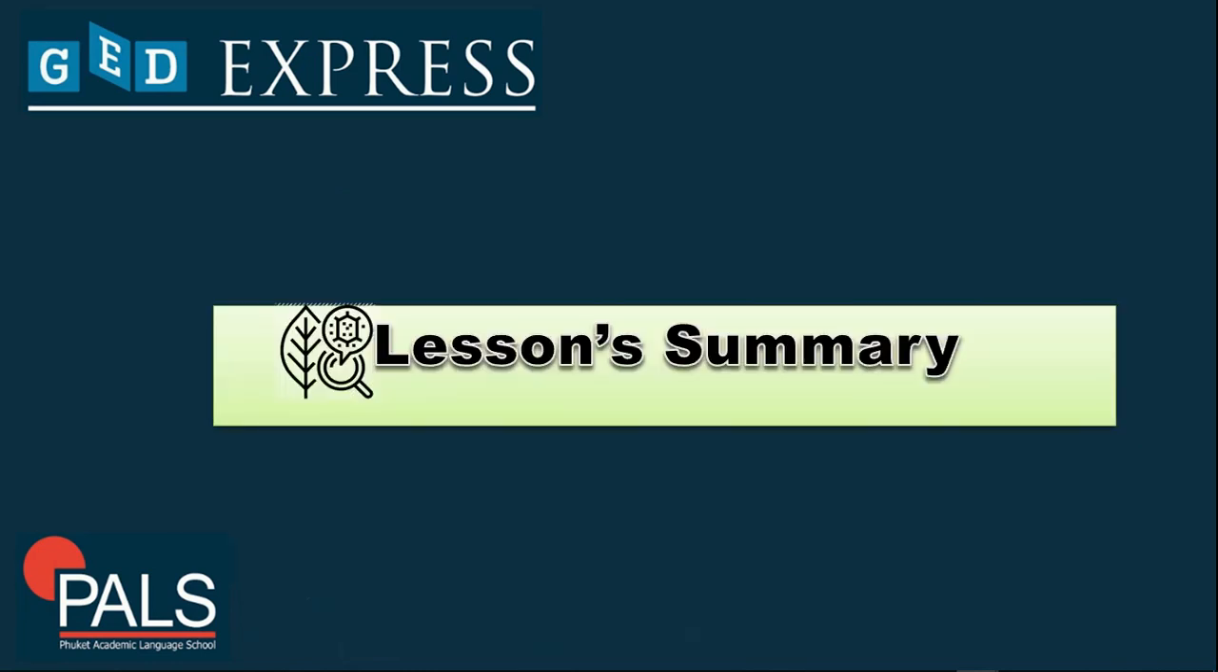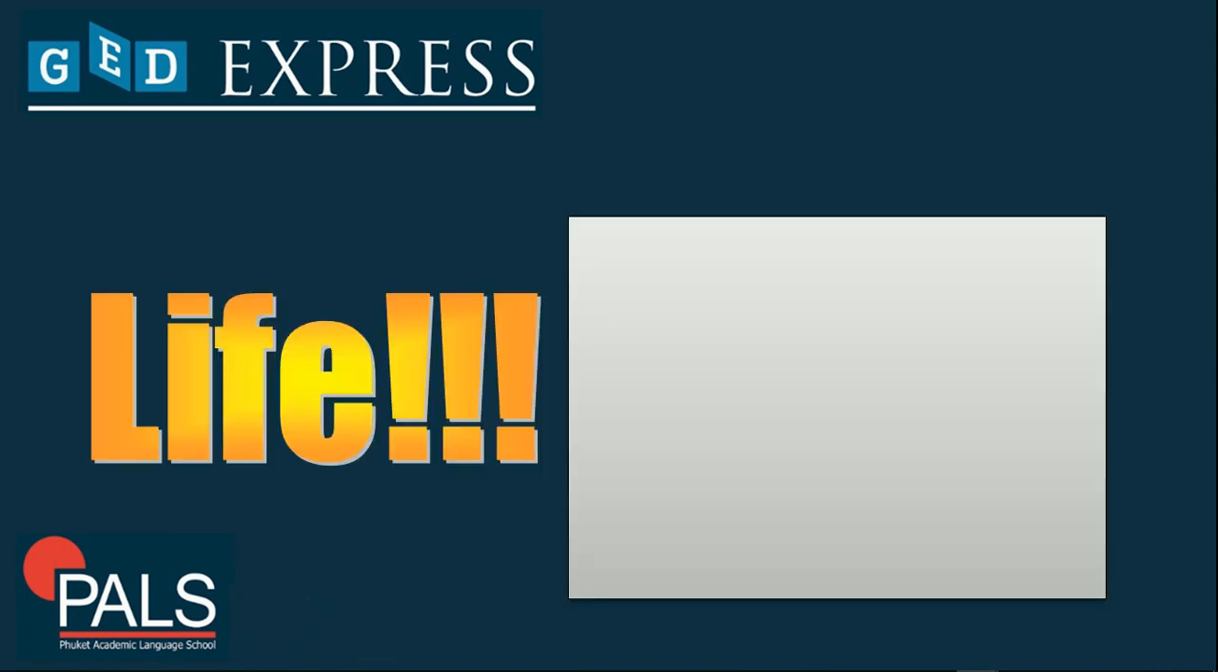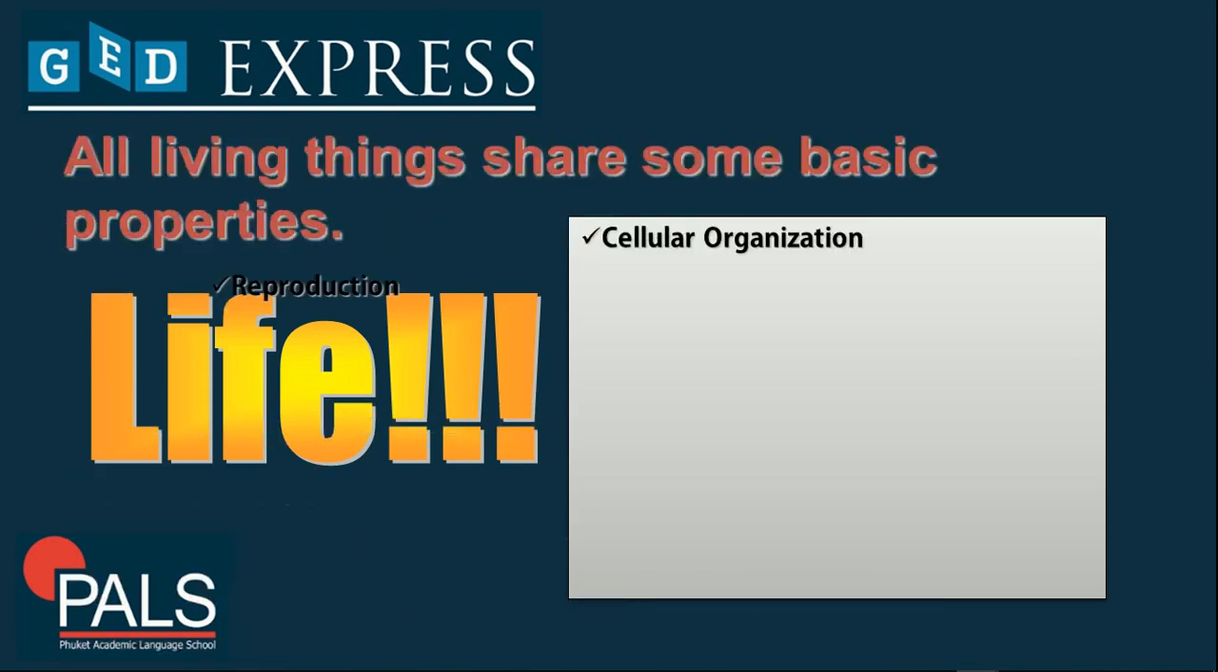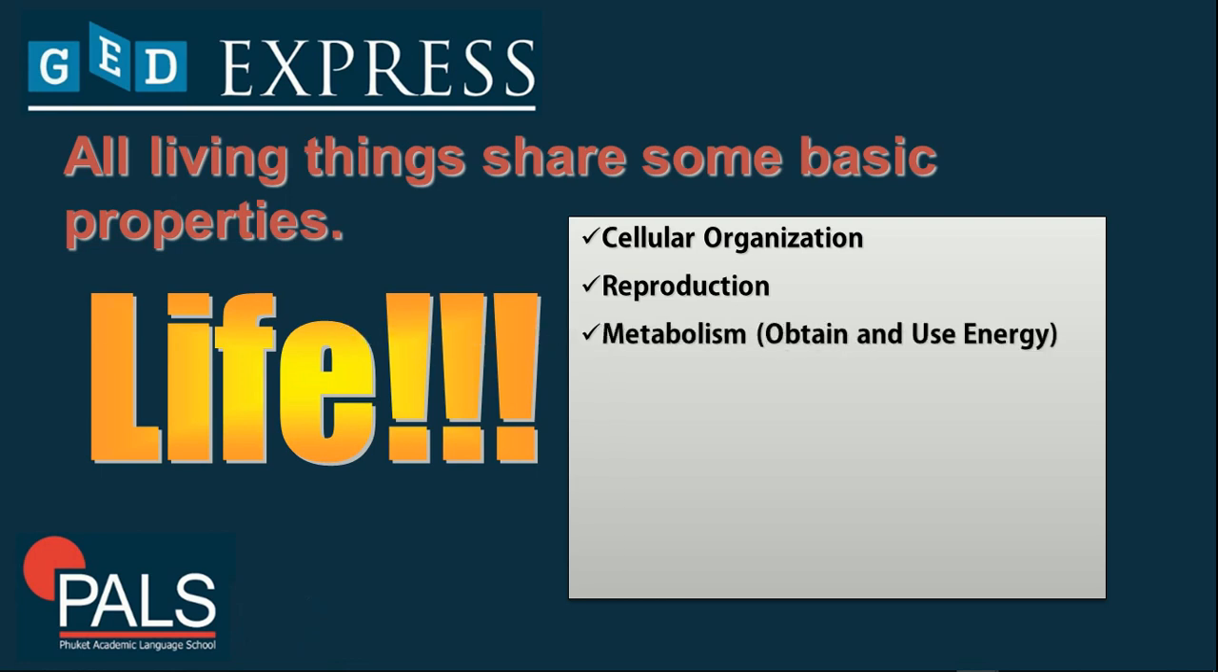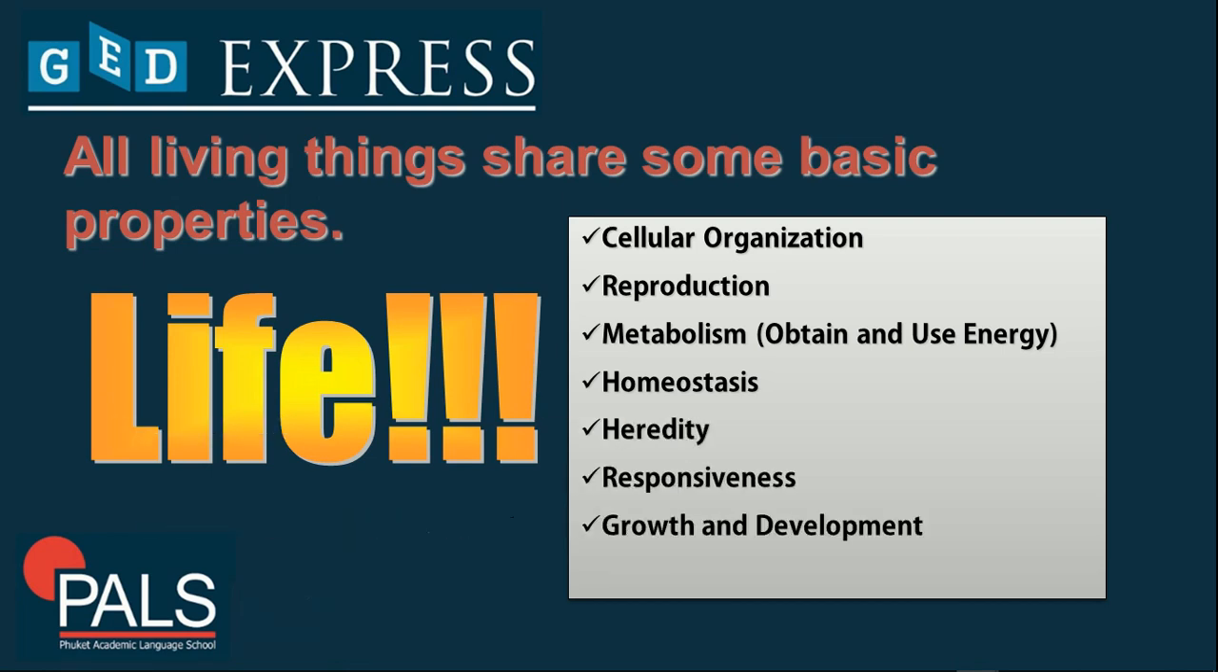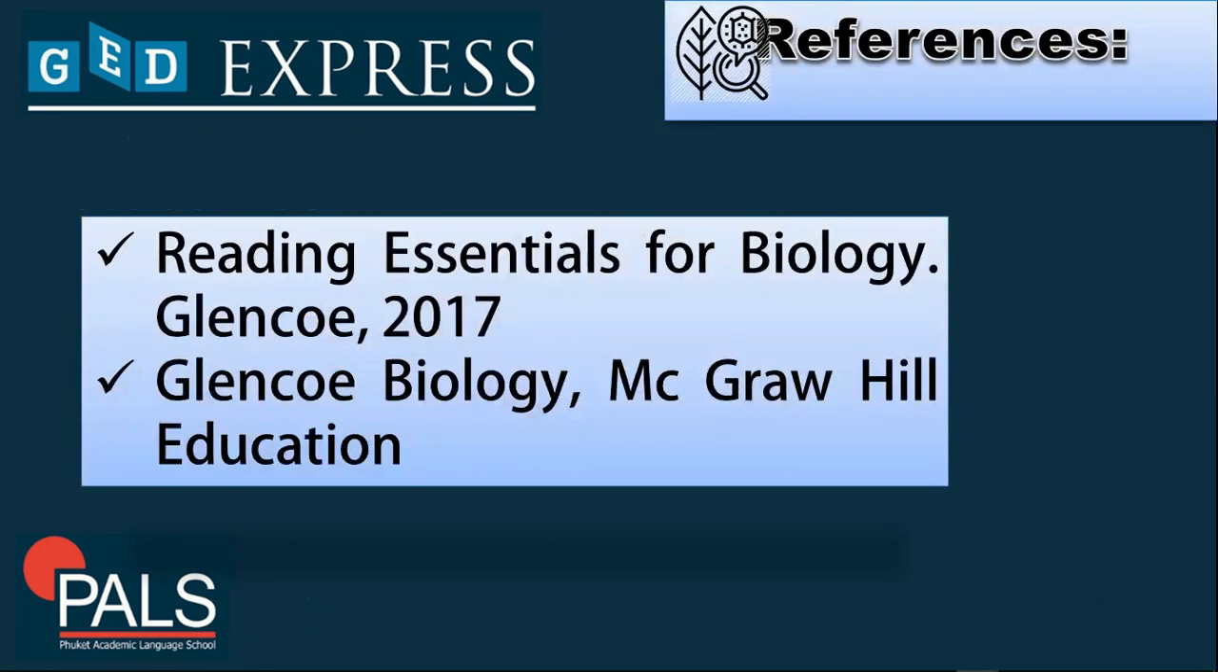Now, that would be all but for our lesson summary for today. You need to consider that a life form should have the following: cellular organization, reproduction, metabolism, that means it obtains and uses energy, homeostasis, heredity, responsiveness, growth and development, and adaptation through evolution. If a specific organism is able to meet those criteria, that means it has life.